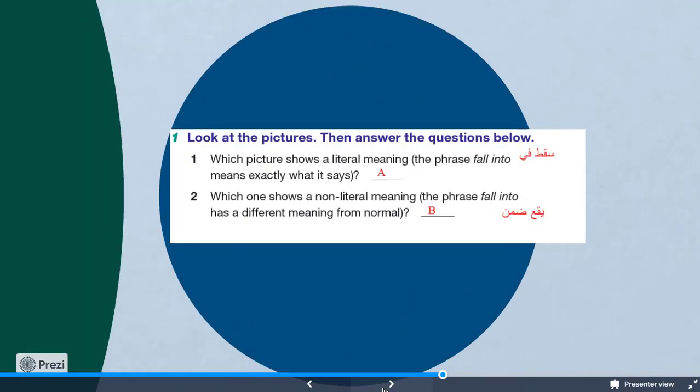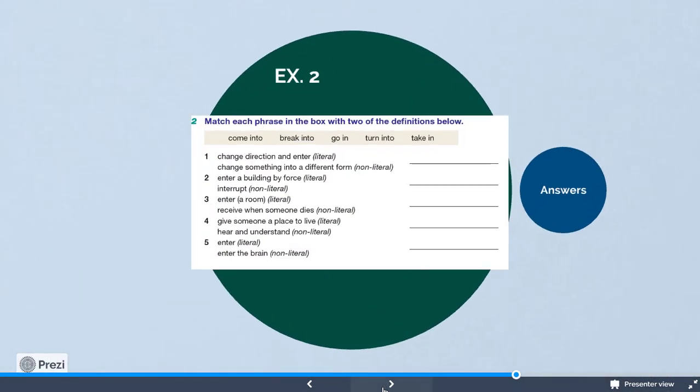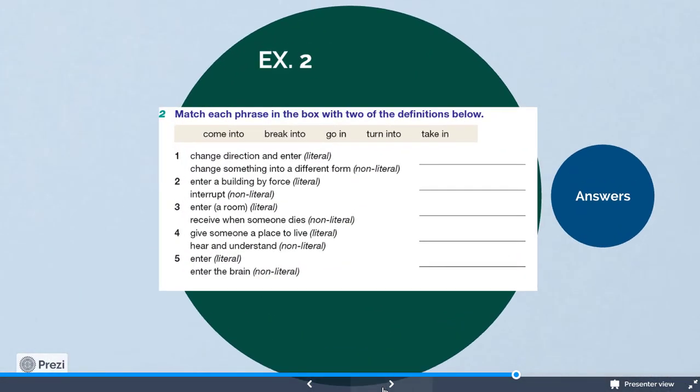Okay, now let's move to exercise number 2 of your book. Match each phrase in the box with 2 of the definitions below. So here we have 5 phrases. Actually, they are phrasal verbs. And we have some definitions, 2 definitions for each phrase. These phrases are come into, break into, go and, turn into, take an. Let's do the first one as an example. Now, change direction and enter.